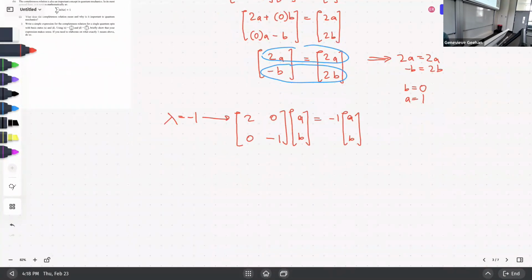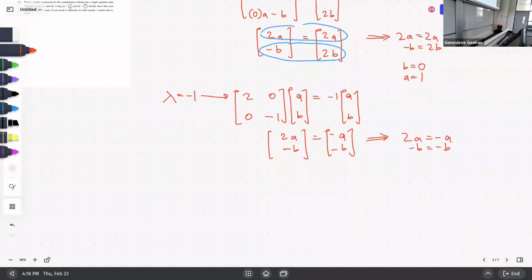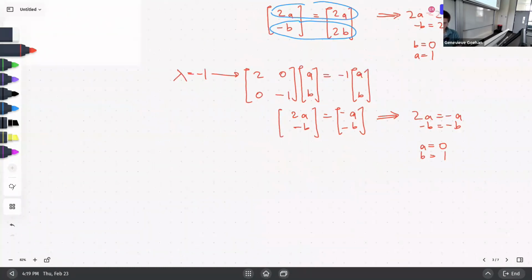And this will give us 2a and minus b again. And now we're going to have minus a minus b. So this will give us these equations. 2a equals minus a and minus b equals minus b. And using the same logic as before, we get these elements.